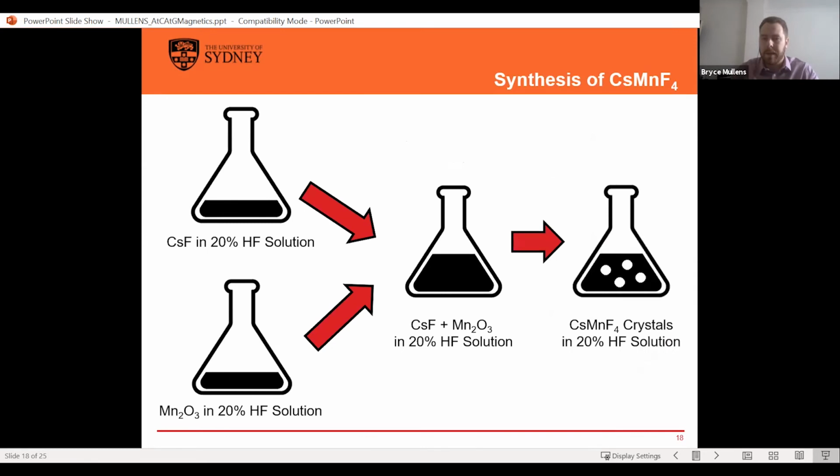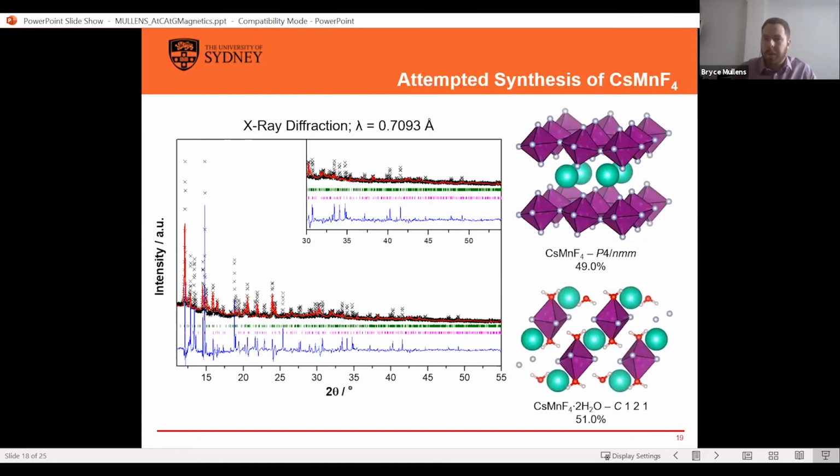And what we saw was that we got these really nice, beautiful cesium manganese fluoride crystals that came out of our solution. So we were able to filter these off, wash them with methanol, and we did some X-ray diffraction on them. At least we thought we had beautiful crystals. That's not exactly what we saw.